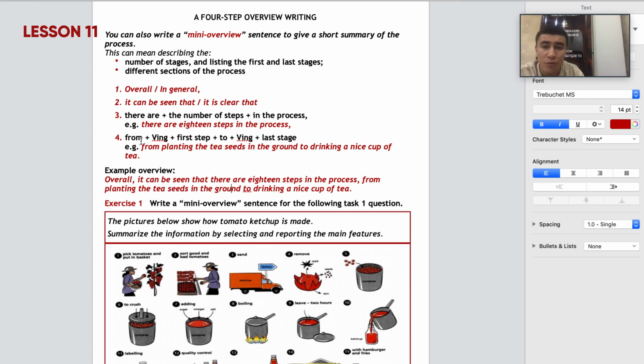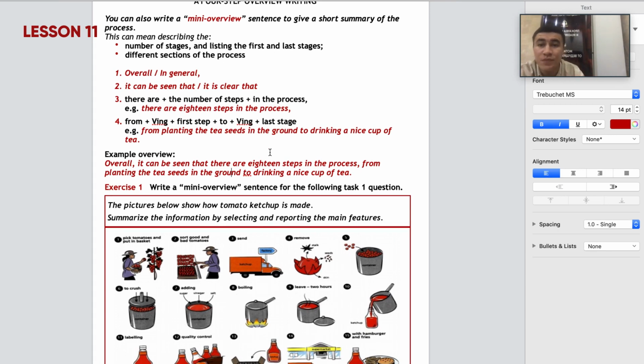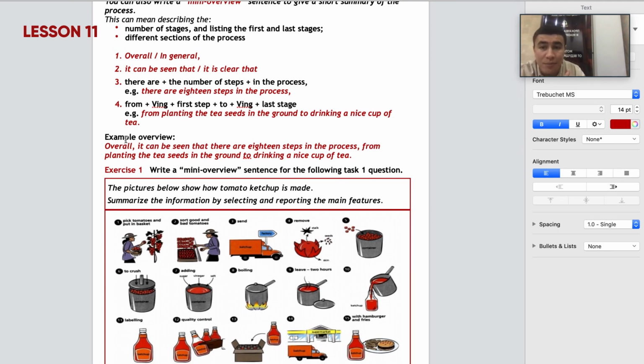This is the formula: the first step is in verb-ing form, and the last stage is verb-ing as well. From planting the tea seeds in the ground, this is the first step, to drinking a nice cup of tea. This is the last stage. Consider this example overview here. Overall, it can be seen that there are 18 steps in the process, from planting the tea seeds in the ground to drinking a nice cup of tea.